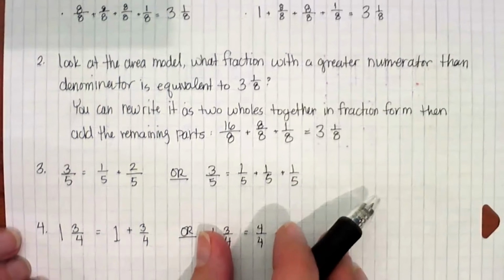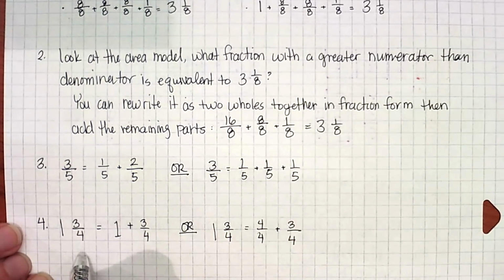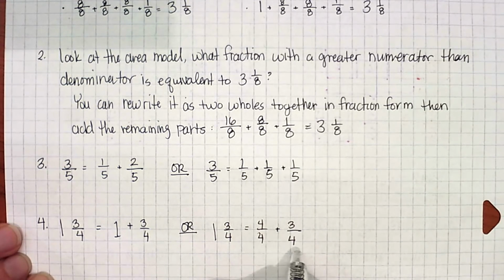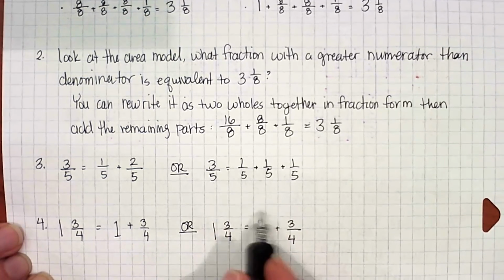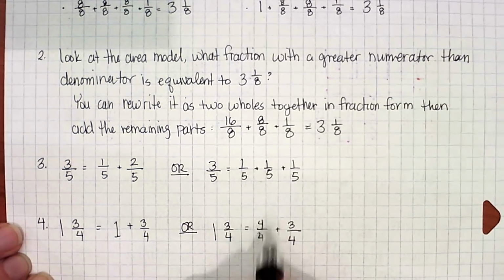For number 4, we have 1 3/4. We want to write it 2 different ways. So we could do 1 plus 3/4, or we could do 4/4 plus 3/4. So basically what we did was we took our 1 whole and we rewrote it in fraction form using that same denominator that we had.